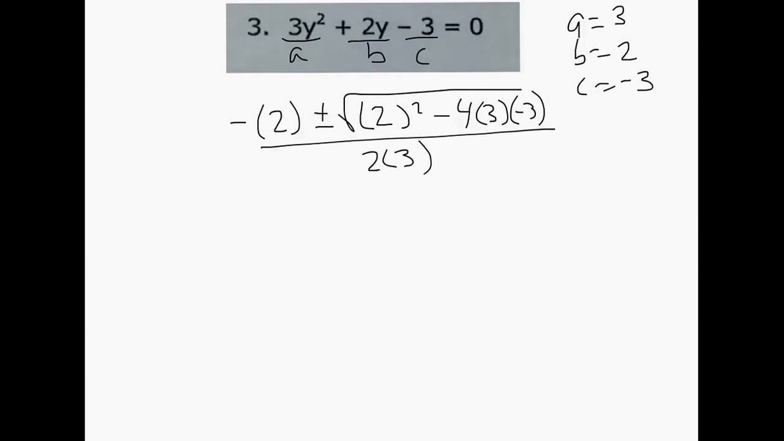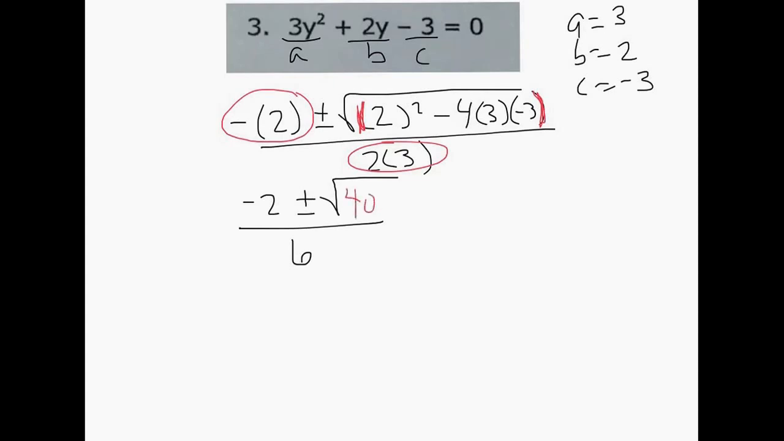So here I do this part first. The opposite of 2 is negative 2, plus or minus. Do my rooftop. I do this part next because that's easy to do. 2 times 3 is 6. Then I enter this part right here from that parenthesis to that parenthesis in my calculator. So I'm going to grab my calculator here. And so I type it in: parentheses 2 parentheses squared minus 4 parentheses 3 parentheses negative 3. And this is 40.